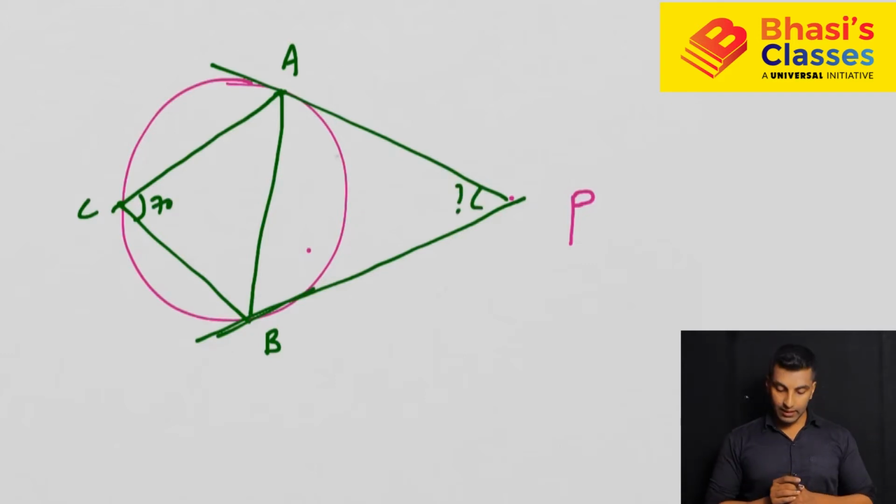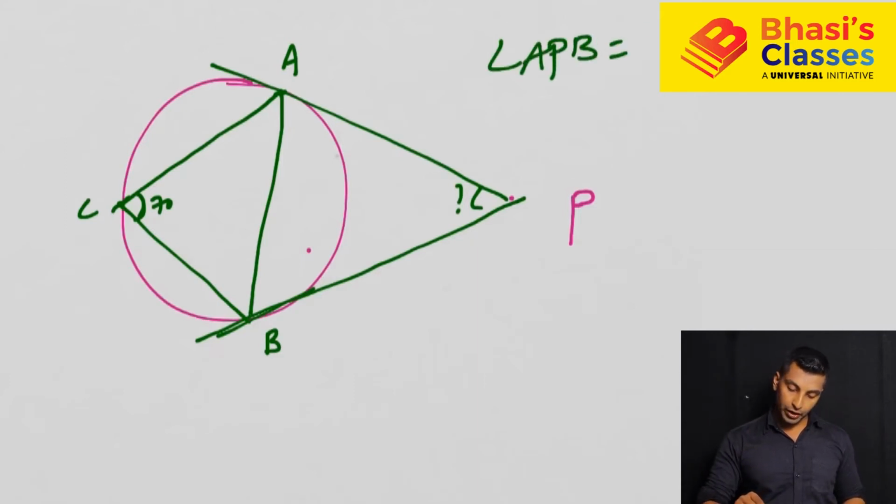You can try to find this. I hope you understood. This is the question. There is a circle, one external point, and a point on the circle, and this triangle. This angle is given as 70, and angle APB is what you need to find out.